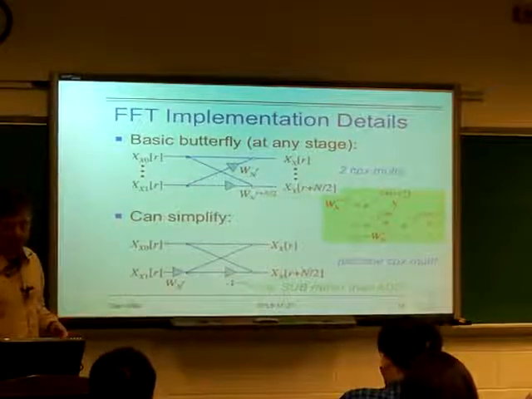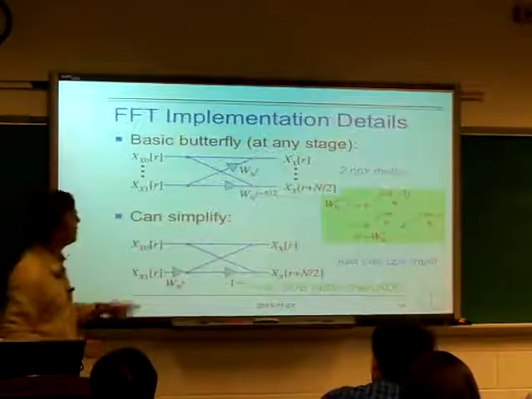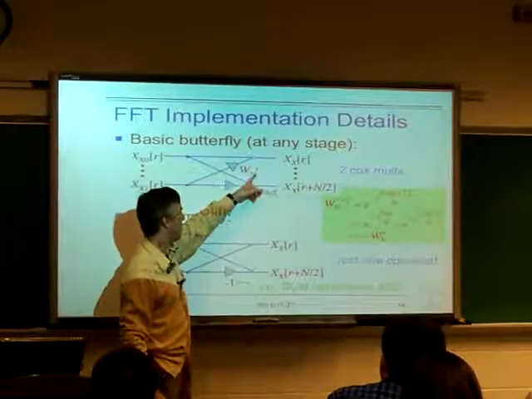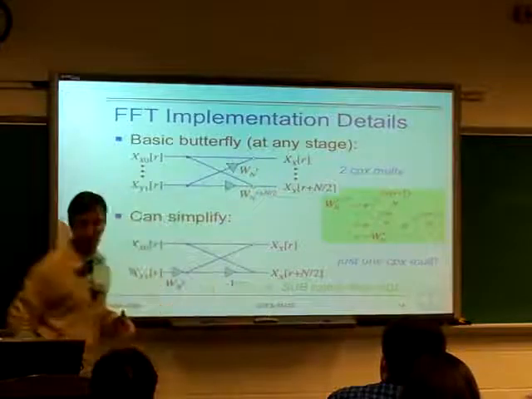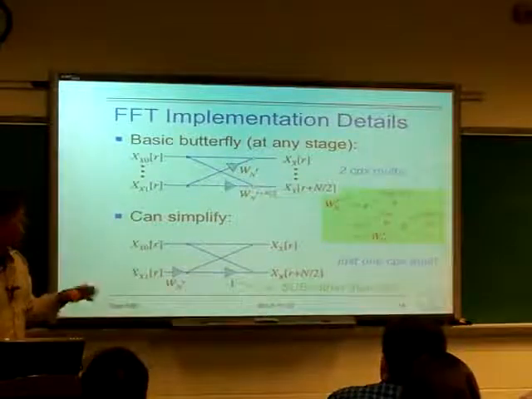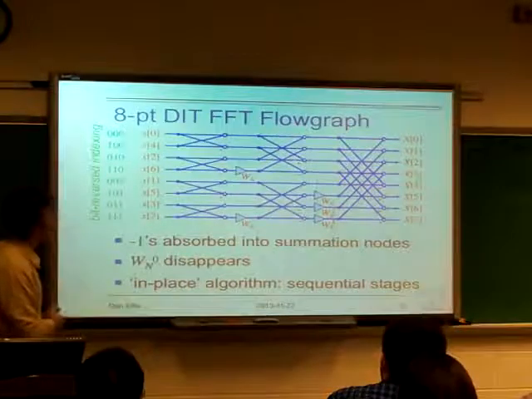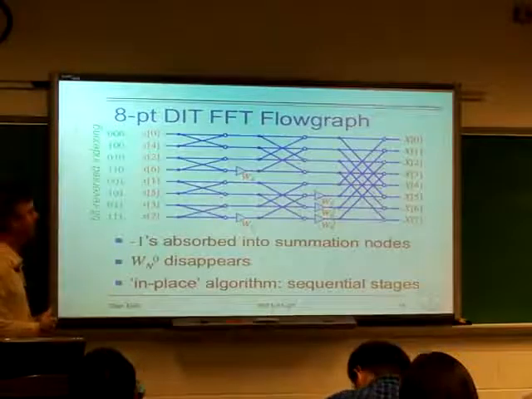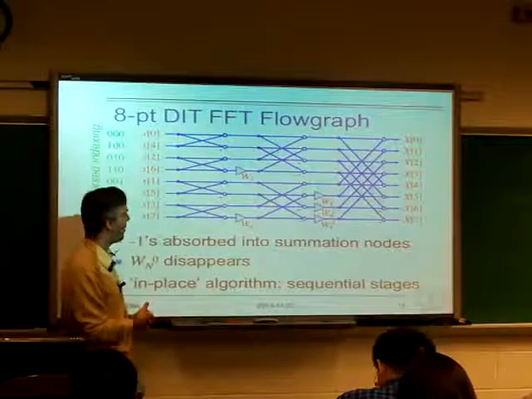So that's another halving. And then finally, of course, for some of these values, r is equal to 0, which means that w sub n to the r is just something to the 0, so it's 1. So if we're able to look at it that closely, then we can eliminate those values altogether. So this is a fully optimized 8-point decimation in time FFT flow graph.